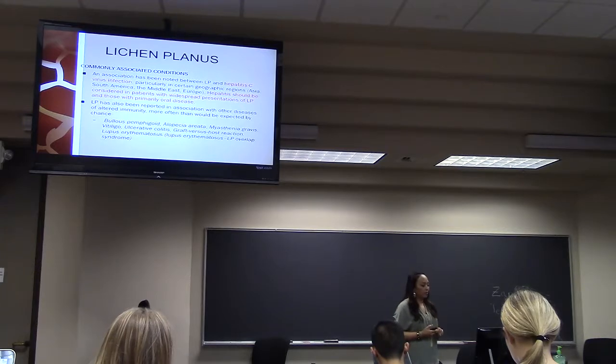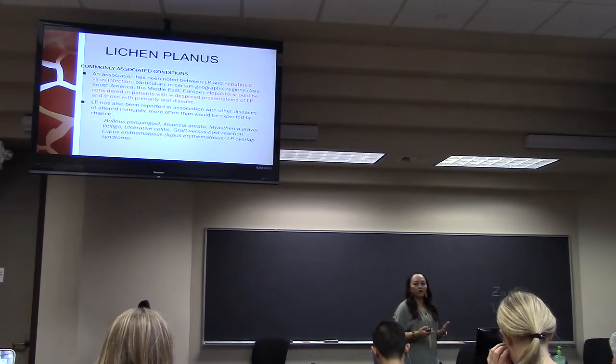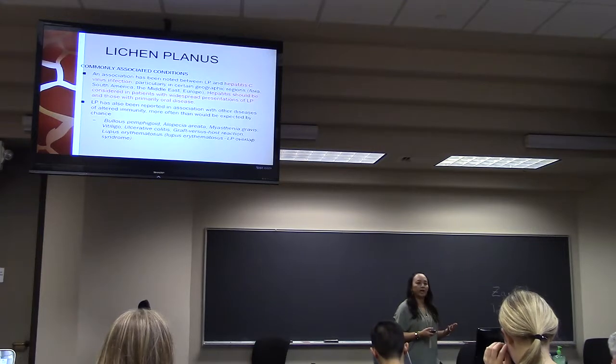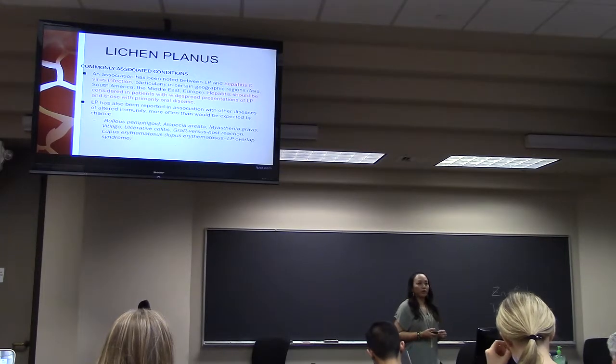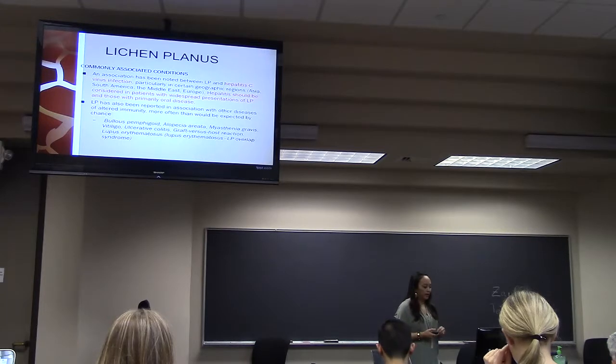Lichen planus has also been reported and associated with other diseases, basically other autoimmune diseases. It seems like once you have one autoimmune disease, you can get a plethora of them, because basically your body's attacking itself. These are just a list of them. Bullous pemphigoid, which you guys will get later. Alopecia areata is basically balding spots on your head.